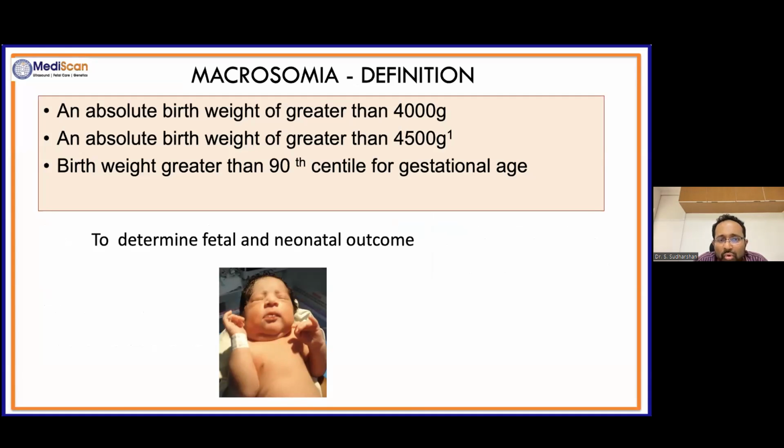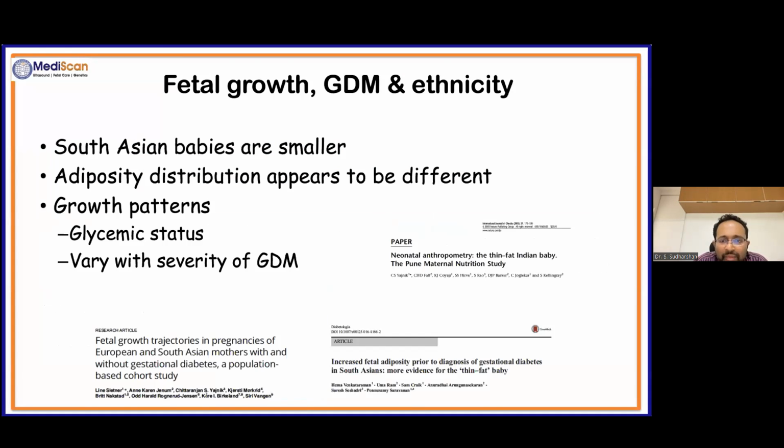Our whole goal in assessment of this is because we want to know how the fetal and the neonatal outcomes will be. And there are difficulties in this. The difficulties are because these growth curves, or growth parameter changes, in diabetic pregnancies are not exactly sacrosanct across different ethnicities.